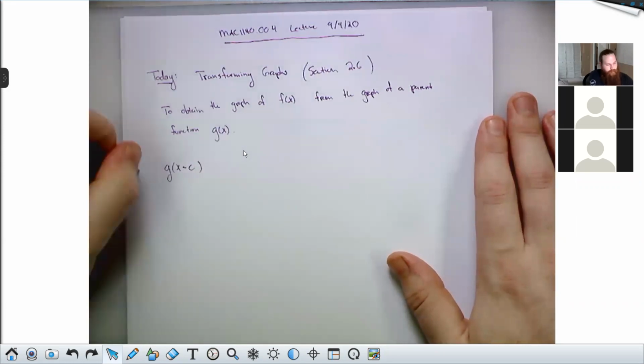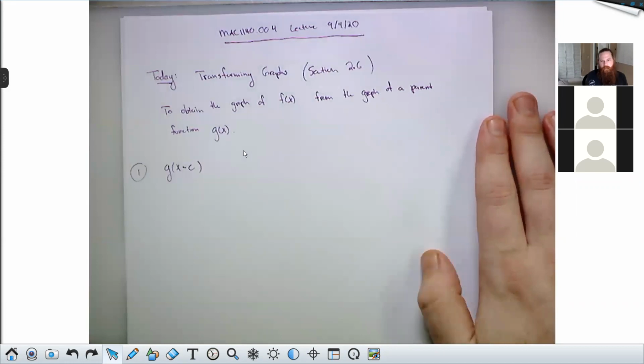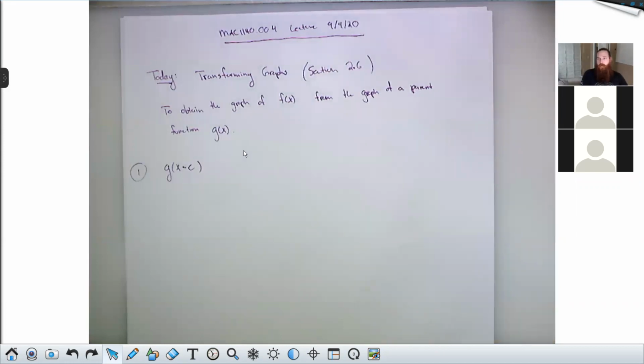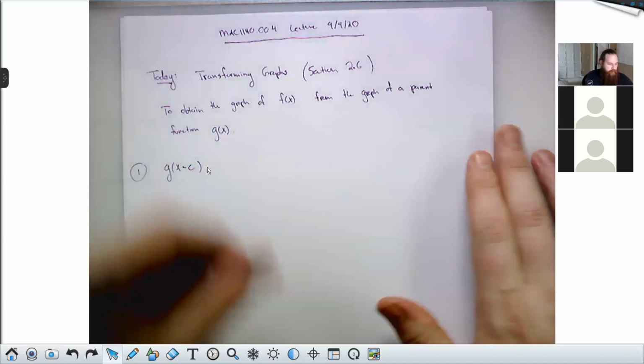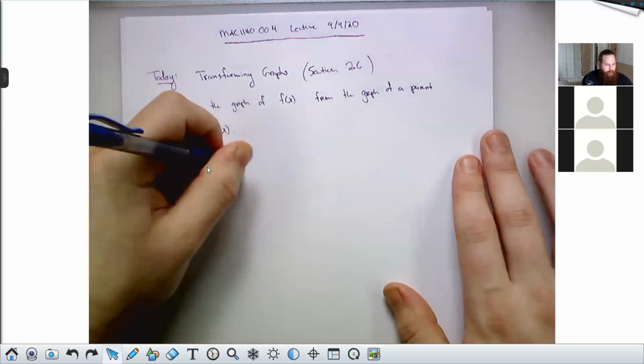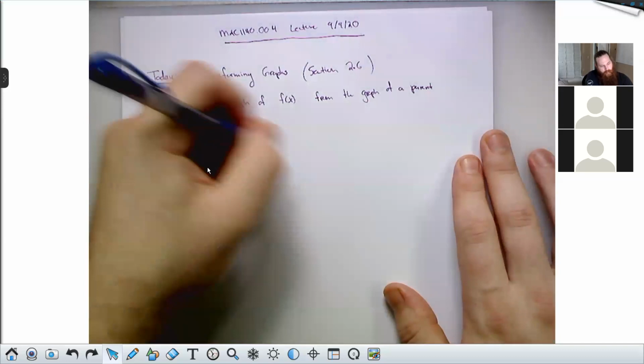If f of x is like the square root of x minus 5 or x minus 3 all squared, if you've subtracted a number on the inside, that will be a horizontal shift.